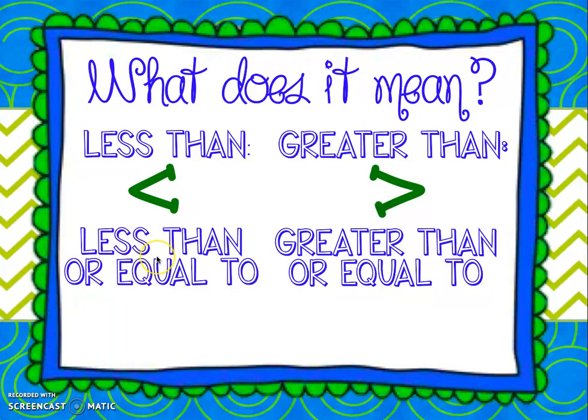Now, less than or equal to and greater than or equal to are just these symbols kind of meshed with an equal sign. So it means it can be that number or anything less. Greater than or equal to means it can be that number or anything greater. Okay, so it's a less than symbol with an equal sign kind of smushed together, a greater than symbol, and then with a line underneath it, that means greater than or equal to.